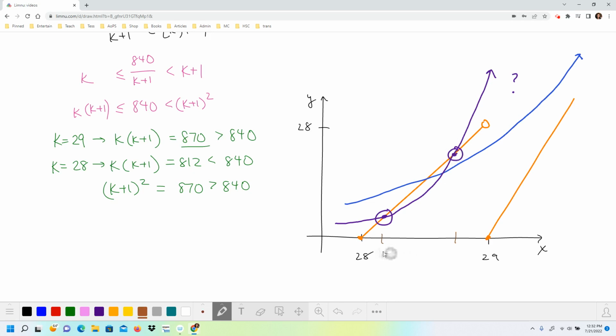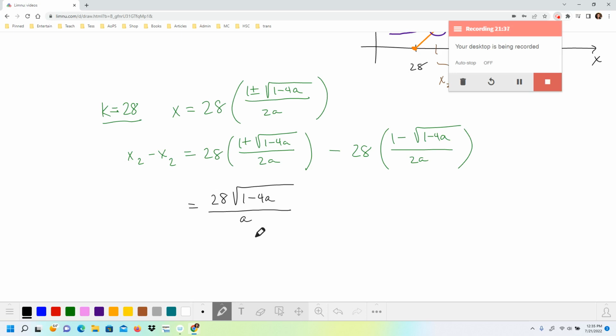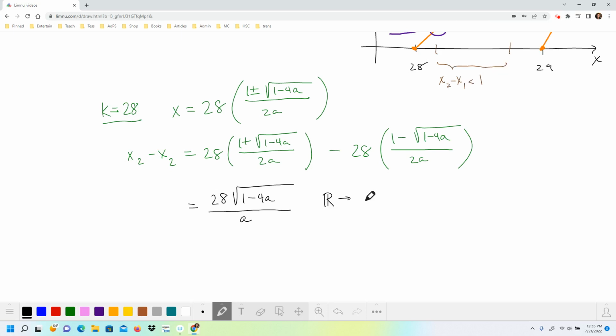If there are two solutions, we can see that this distance is going to be less than 1. So let's check and see what's happening with our two solutions on this interval. At k equals 28, our solutions for x are 28 times 1 plus or minus the square root over 2a. This represents two solutions, and we're going to find their difference. When we subtract, we get this expression. What we want to know is, is this less than 1? In order for there to be real solutions, the discriminant tells us that a must be less than 1/4.